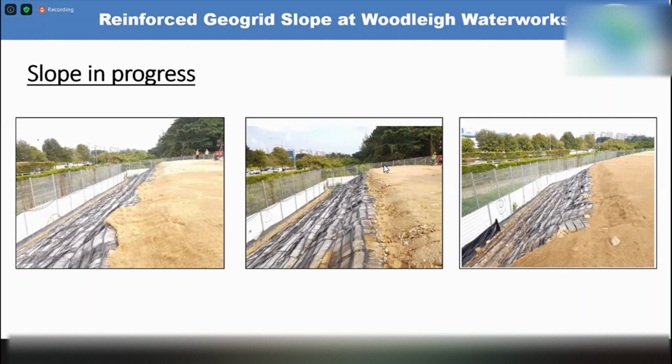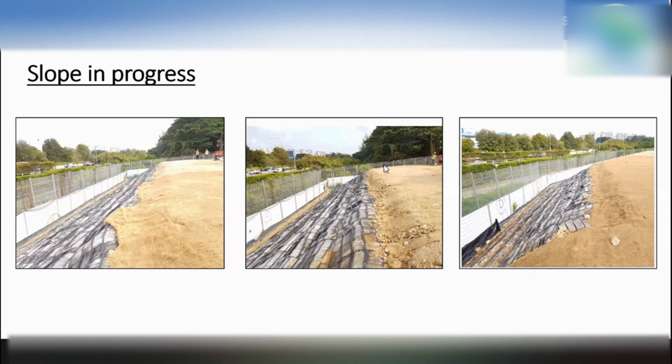the slope initially is bad, but after a while, if you go and see now, it's totally green. Now you cannot see the Geogrid material anymore. So that is the beauty of using Geogrid reinforcement in the slope.